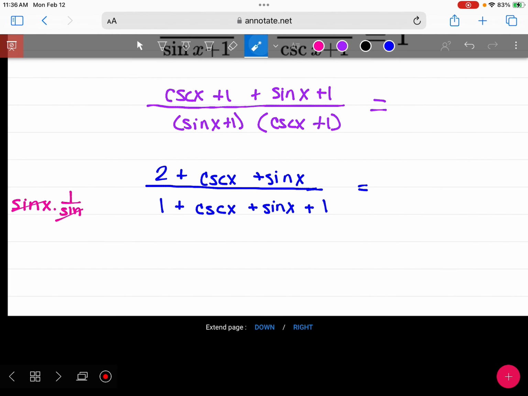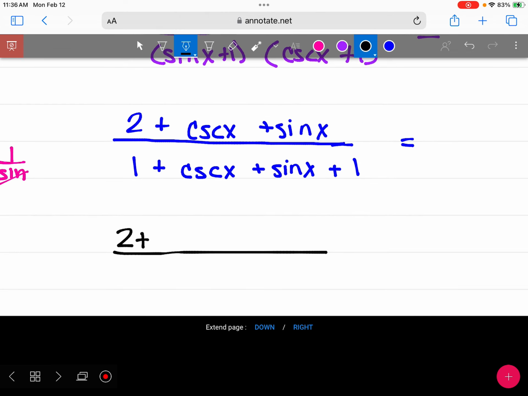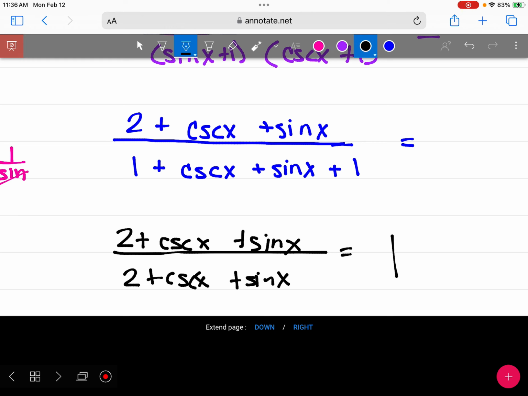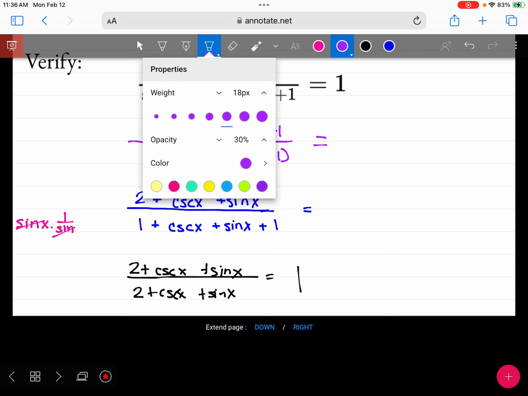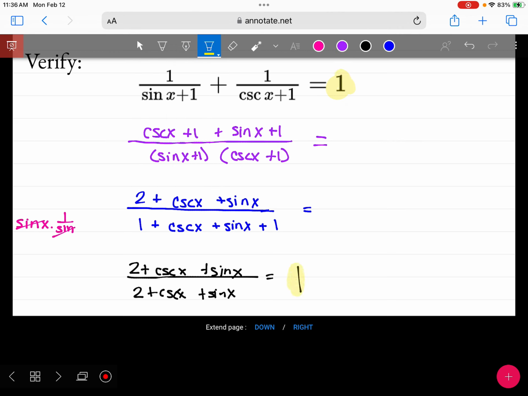So remembering that sine and cosecant are inverse operations, we actually wind up over here with 2 plus cosecant of x plus sine of x over 2 plus cosecant of x plus sine of x. And if you notice, our numerator and our denominator are exactly the same. So the whole thing cancels out, and we're just left with 1, which is 100% exactly what we were supposed to get this to in the beginning. So we verified this.